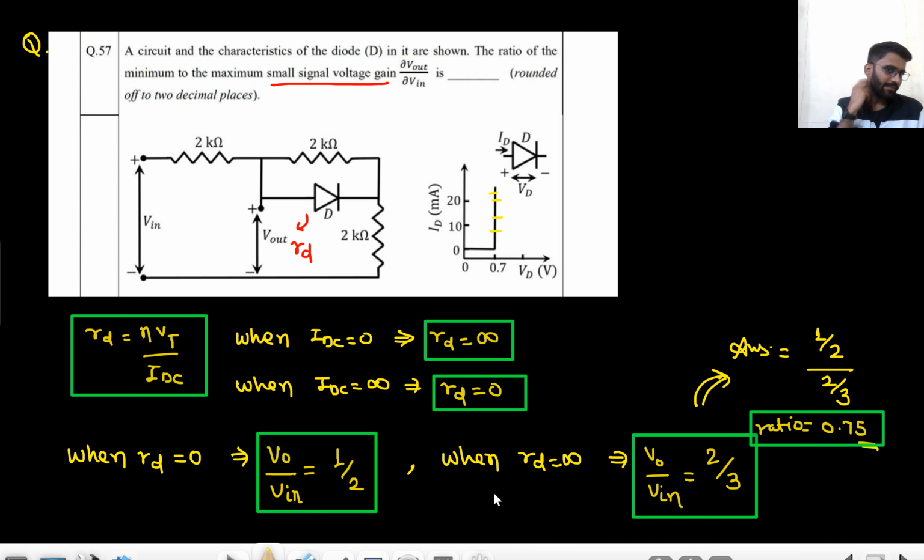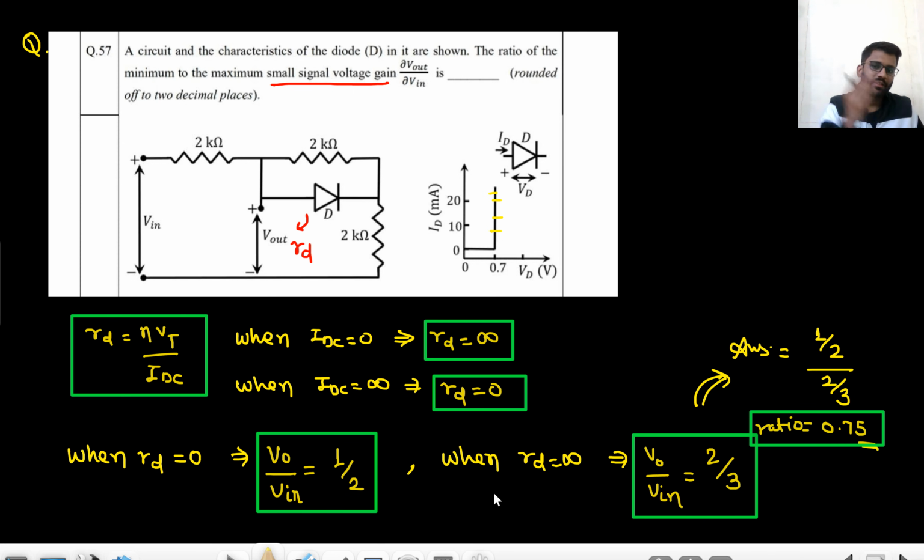Okay. Got this problem? What did you need to find? Minimum to maximum ratio. Then you see that the diode can be replaced with its AC equivalent, because we are talking about small signal voltage gain. So what is the dynamic resistance? That is eta Vt upon IDC. When IDC is 0, your RD will be infinity. When IDC is infinity, your RD will be 0.